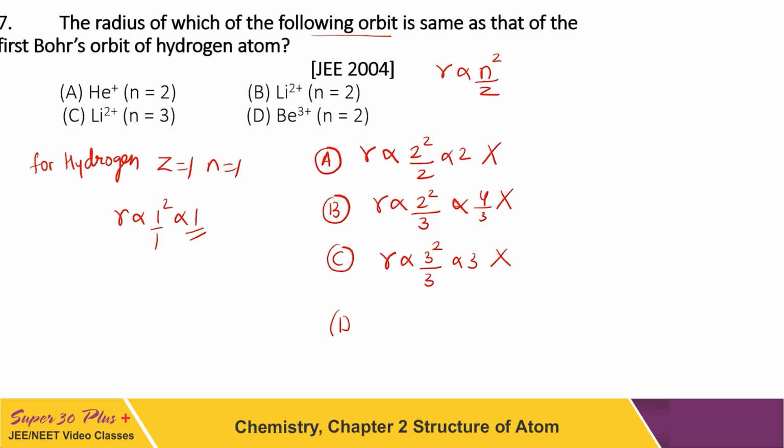Now in option D, radius is proportional to n square upon Z. The value of n is 2, so it is 2 square, and for beryllium the atomic number is 4. So it is 4 by 4, which is proportional to 1, the same as that of hydrogen. So our right answer will be option number 4, D, second shell of beryllium plus 3, which means the second shell of beryllium plus 3 will have exactly the same radius as that of the first shell of hydrogen.